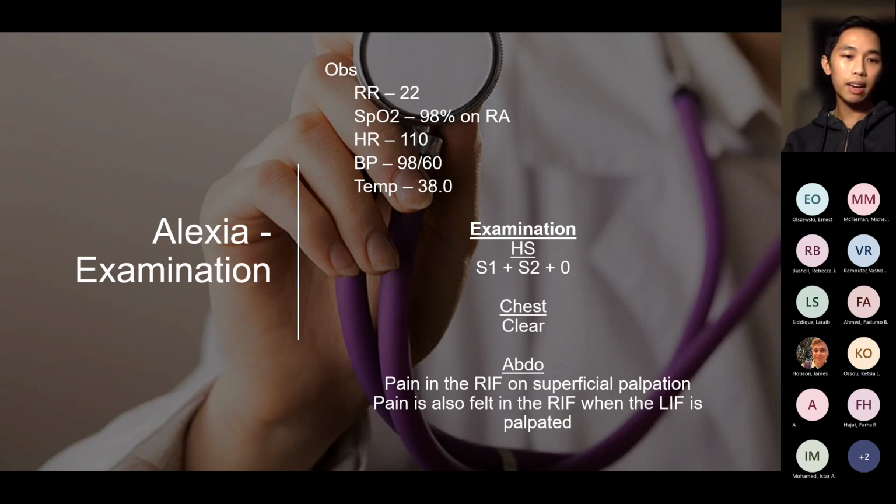So in terms of the examination, this is what you find. She is tachycardic and hypotensive, and she's also spiking a temperature. On examination, you see that her heart sounds are normal and the chest is clear, but on abdominal palpation, you note that there is pain in the right iliac fossa on superficial palpation.